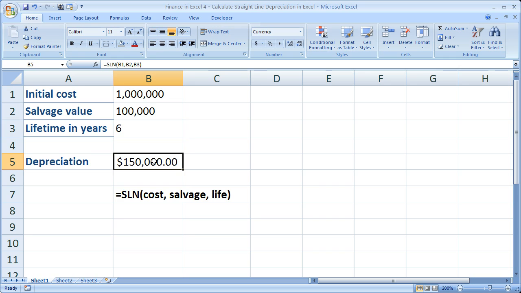And then the depreciation formula down here. So there's really not that much to calculating straight line depreciation. 150 grand is what it's going to be for all 6 years. So year one, 150 grand. Year two, 150 grand, etc. And that's what you can write off in your taxes.